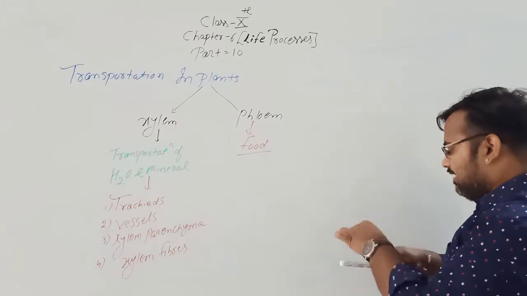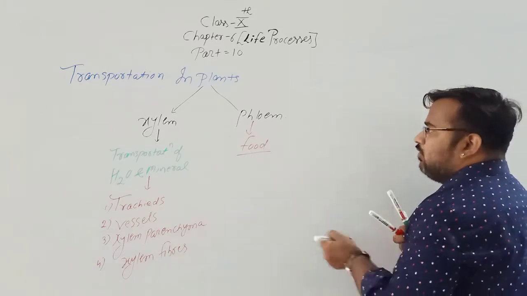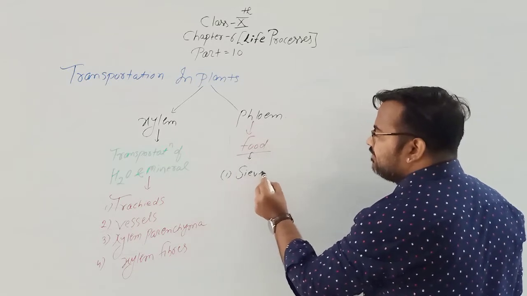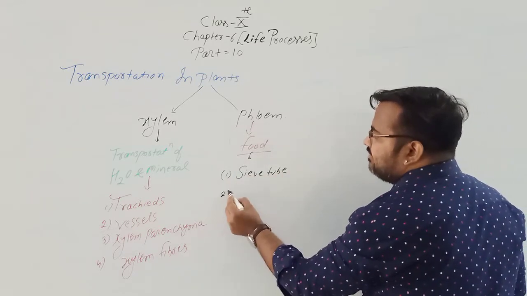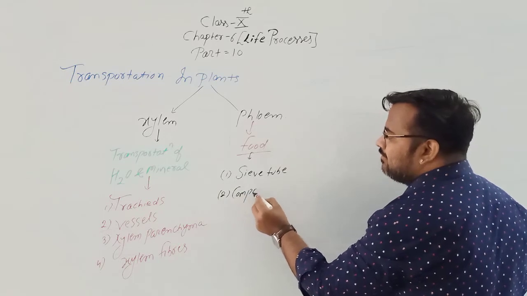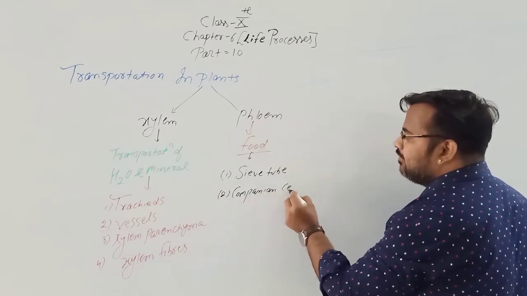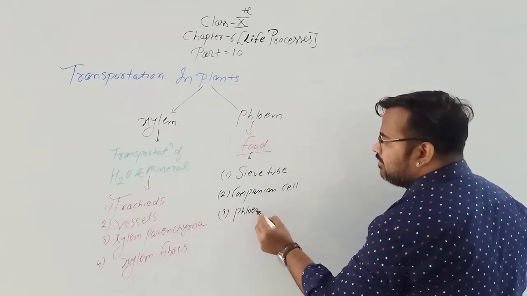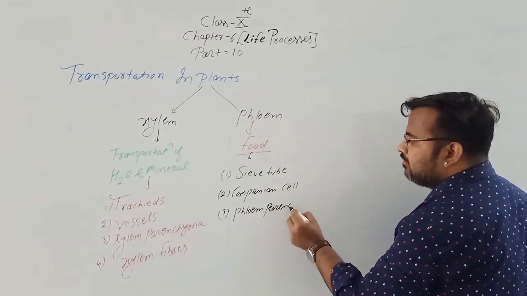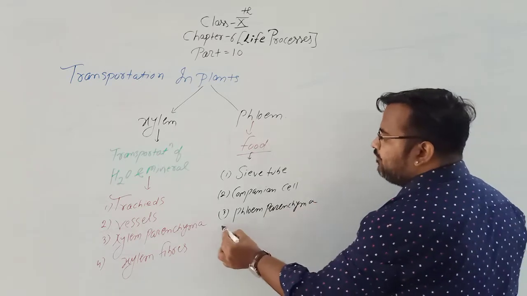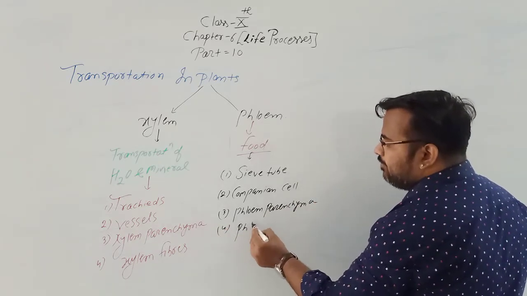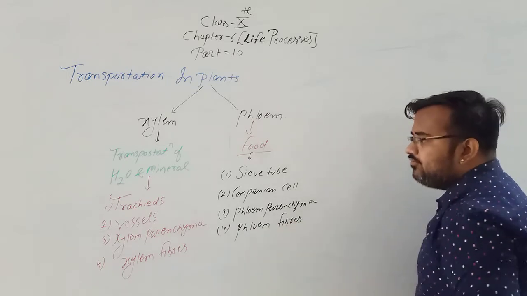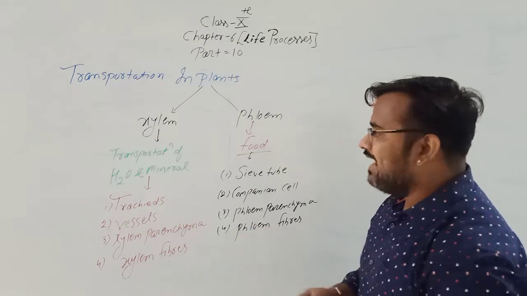Okay, now in case of phloem there are also four parts. First is sieve tubes, second is companion cell, third is phloem parenchyma, and fourth is phloem fiber. Okay, you can write these points.